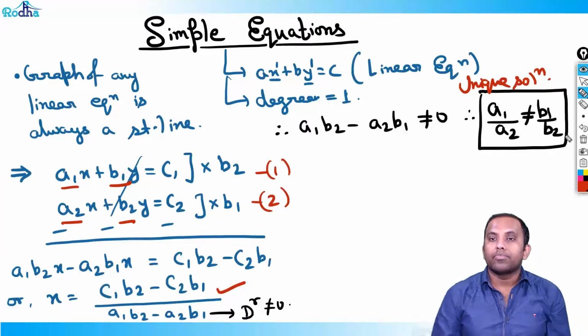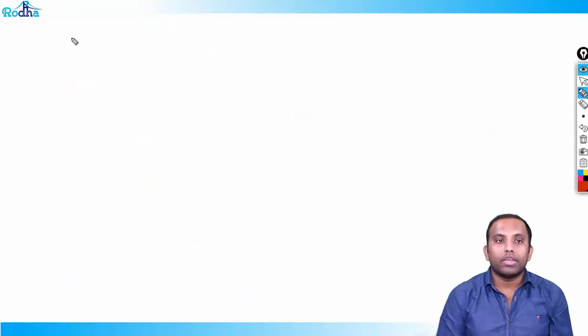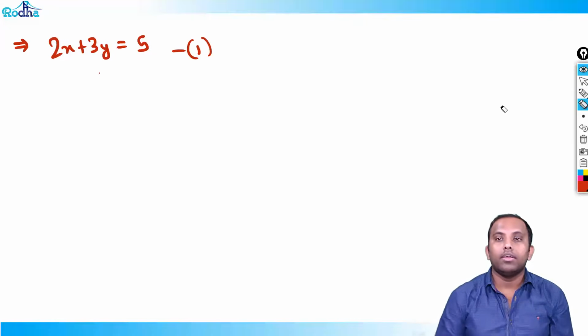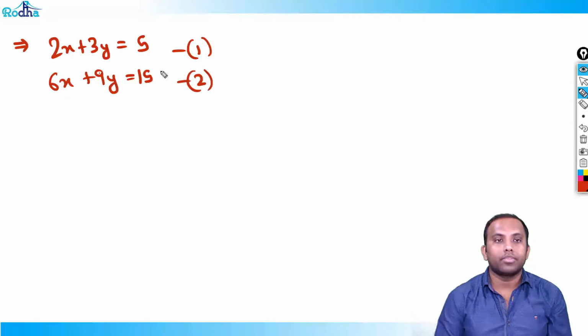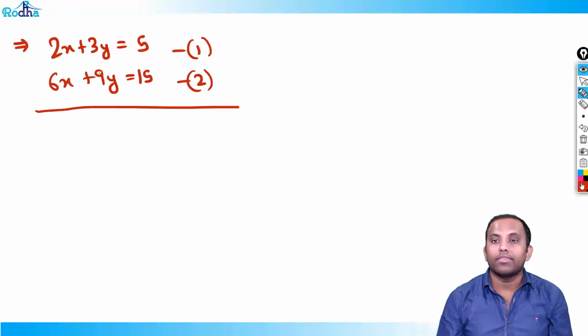Now, the other cases. Suppose I write 2x plus 3y is equal to 5 as one equation, and 6x plus 9y is equal to 15 as another equation. Now if we try to solve it by equating y, I cannot solve this, because both x and y will get cancelled, because the ratio is the same.